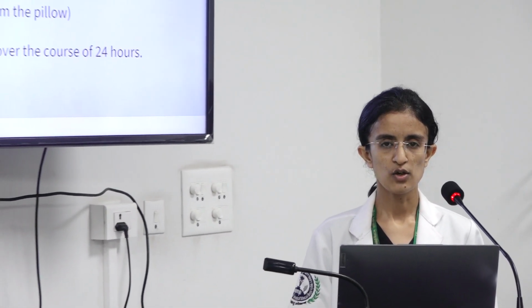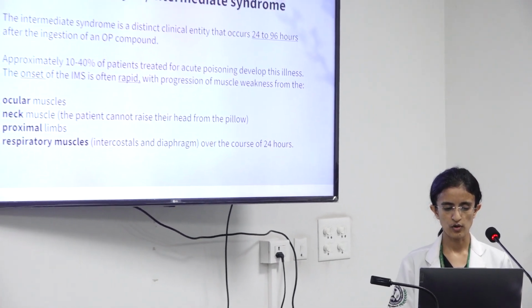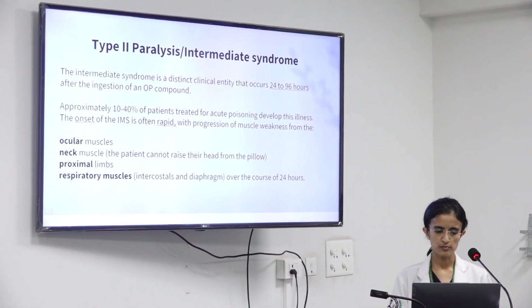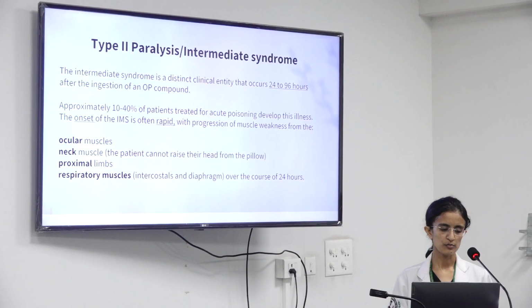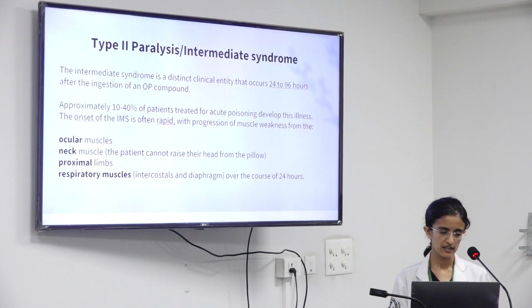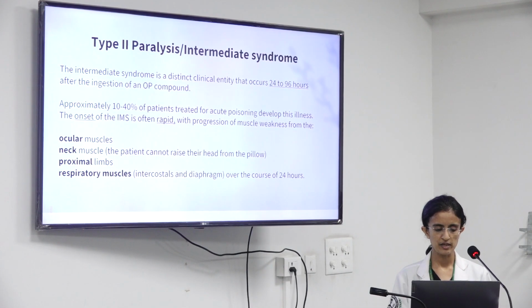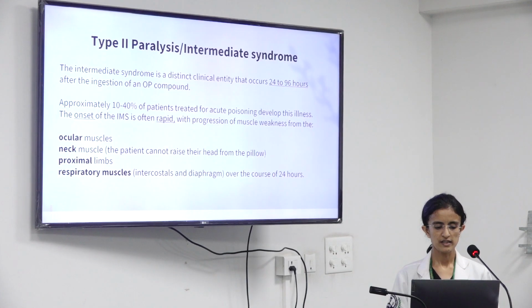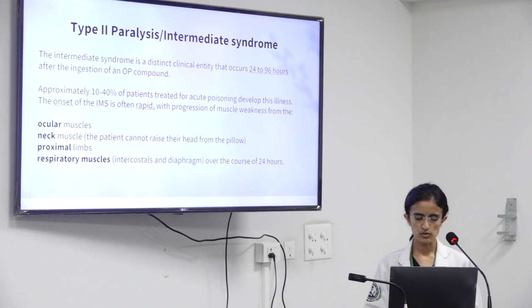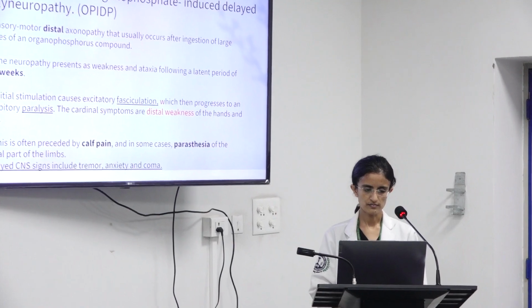Type 2 paralysis, the intermediate syndrome. This is a distinct clinical entity that occurs 24 to 96 hours after ingestion of the OP compound. Approximately 10 to 40% of patients treated for acute poisoning develop this illness. The onset is often rapid, with progression of muscle weakness from the ocular muscles to the neck muscles, so the patient is not able to flex the neck, then involvement of proximal limb muscles and ultimately the respiratory muscles, that is the intercostals and the diaphragm, over the course of 24 hours.